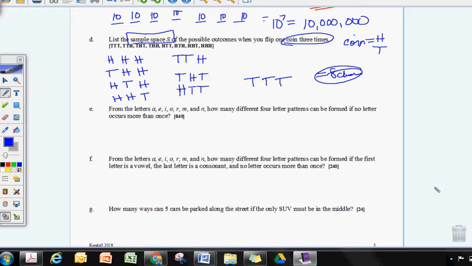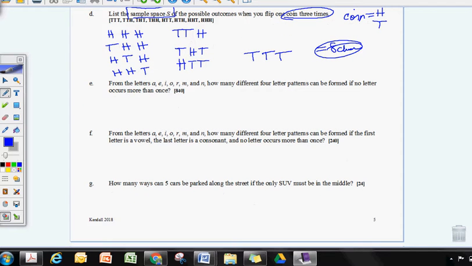Okay, so taking a look at letter E. From the letters A, E, I, O, R, M, N, how many different 4-letter patterns can be formed if no letter can occur more than once? 1, 2, 3, 4. 1, 2, 3, 4, 5, 6, 7. I have 7 choices for the first spot. I use a letter. I have 6 choices, 5 choices, 4 choices. They depended on each other. What I picked here affected this.